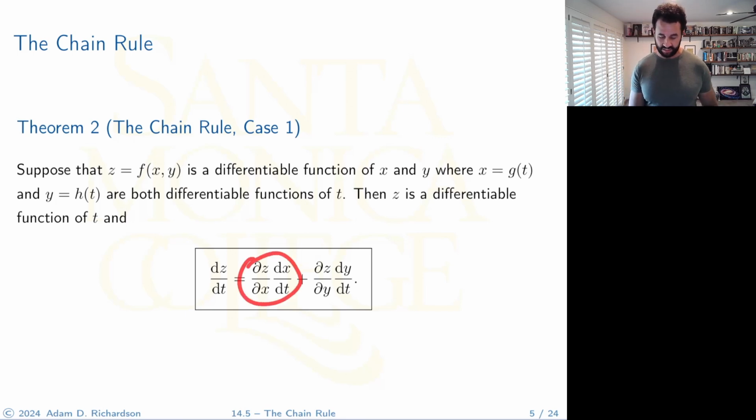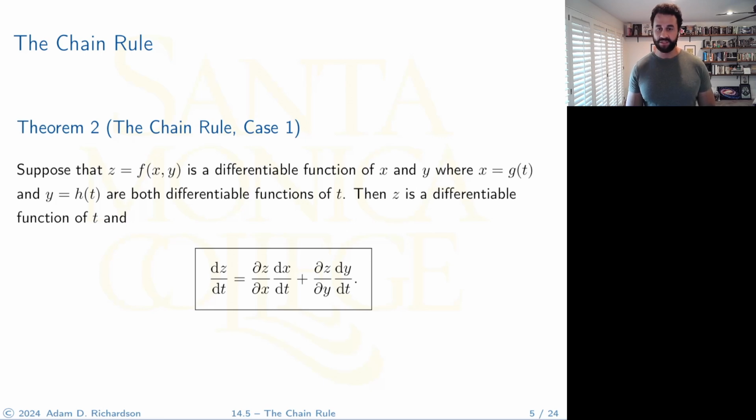Now, this gives us the chain with respect to x. This is going to give us the chain with respect to y, and then we're going to add up those results. So that's the structure, the theme of this idea. dz/dt is this plus this, right? So you compute the partials and do that.